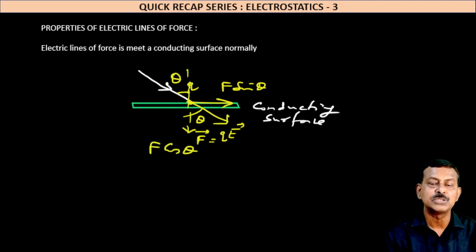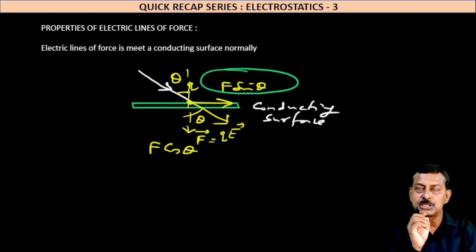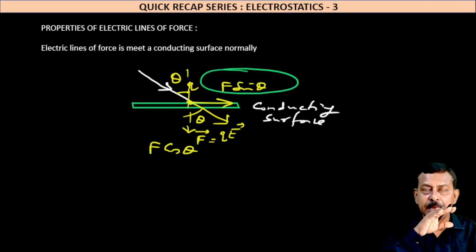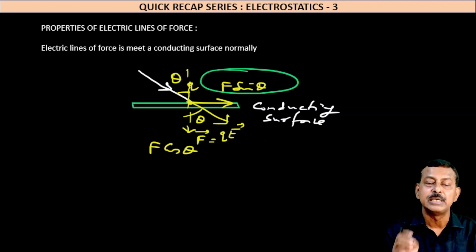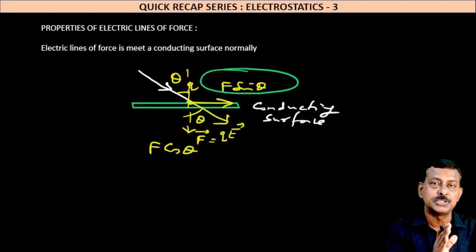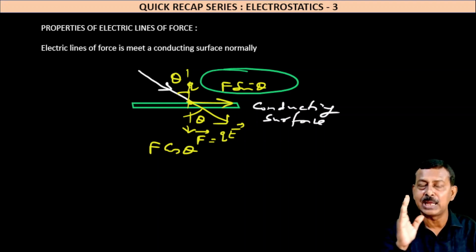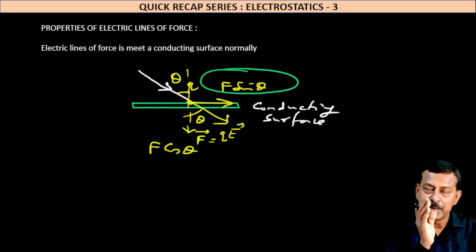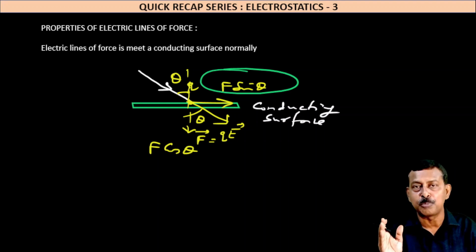If you consider the component F sin theta, this is the component of the force along the surface of the conductor. If it is along the surface of the conductor, it means the charge will move in the direction of the force. So for this particular diagram which we have drawn, as it will be moving from left to right, it means the left hand side points will be at higher potential as compared to the point on the right side. Any point on the left side is at higher potential as compared to a point on the right side.